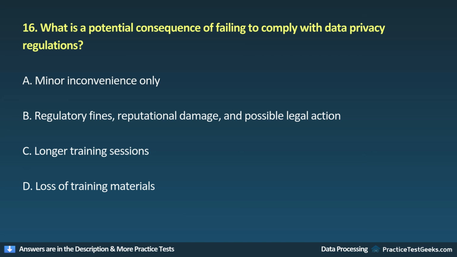16. What is a potential consequence of failing to comply with data privacy regulations? A. Minor inconvenience only. B. Regulatory fines, reputational damage, and possible legal action. C. Longer training sessions. D. Loss of training materials.